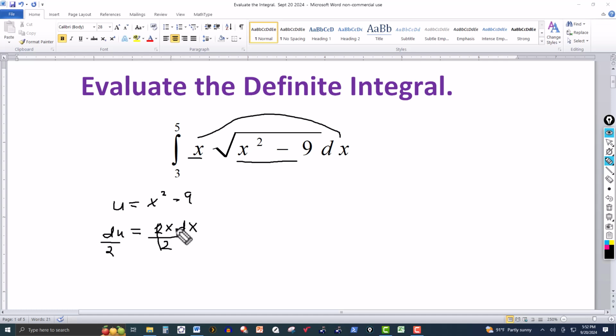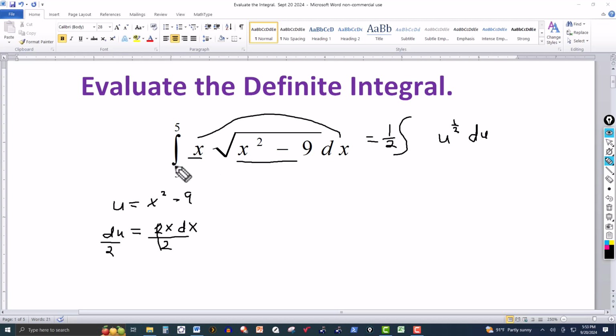I get the same thing if I solve this for dx and replace the dx by what I got. So then this is going to equal the integral of u to the 1/2, and then the x dx would be du over 2. I just put the 1/2 out in front. Now I'm going to change the limits of integration. I don't have to do that, but that's an option. We'll look at it both ways here.